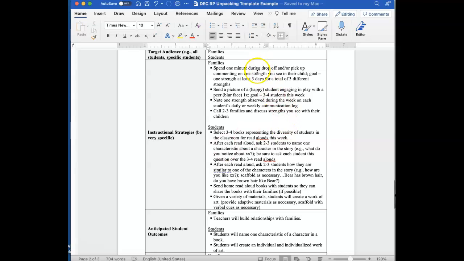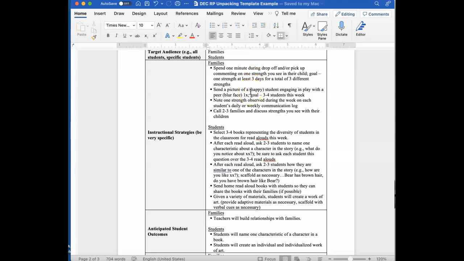For families, I've got very specifics of what I'm going to do to try and build relationships with families. I'm going to send something home. I'm going to talk about a strength of their child with them. I'm going to do it on a communication log, through an email, or through a phone call, at least 3 days, and I'm going to identify 3 different strengths. I'm not going to tell them what I wish they would work on. I'm going to tell them why their kiddo is so great, because I'm working on building that relationship.